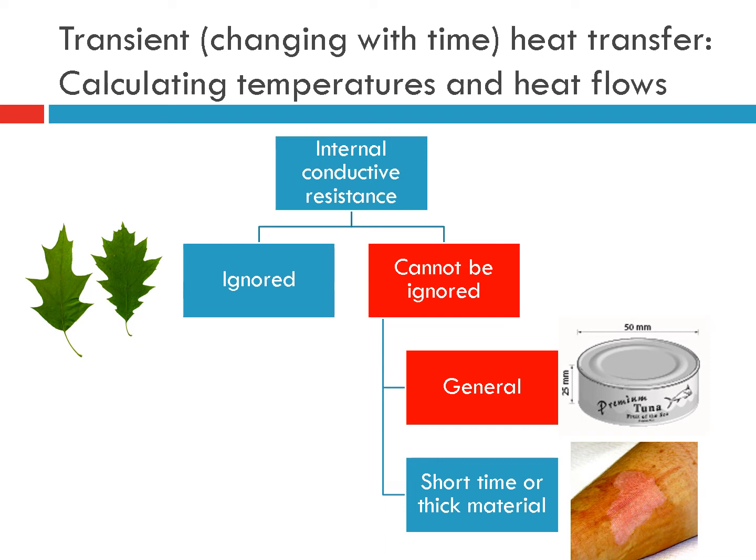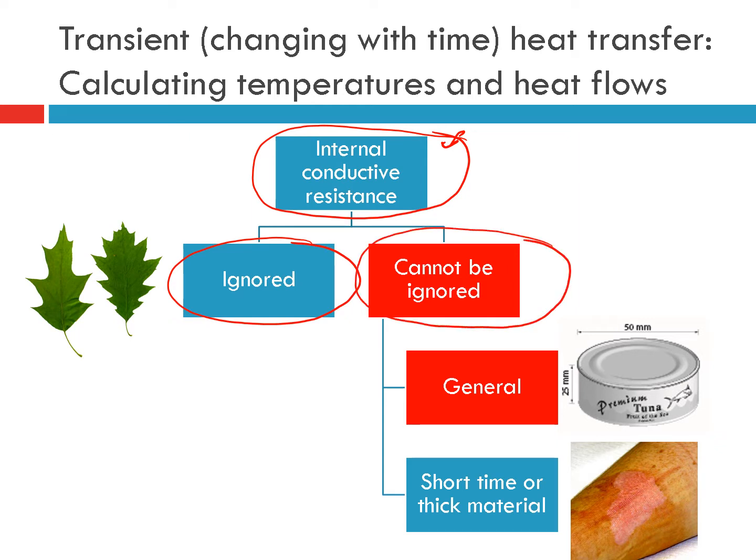So we continue on transient heat transfer, and we want to calculate temperatures and heat flows. What we have done is the case when conductive resistance can be ignored. That's what we have done. That's what is lumped parameter. We now move on to situations where it cannot be ignored, and I'll explain that in just a second.